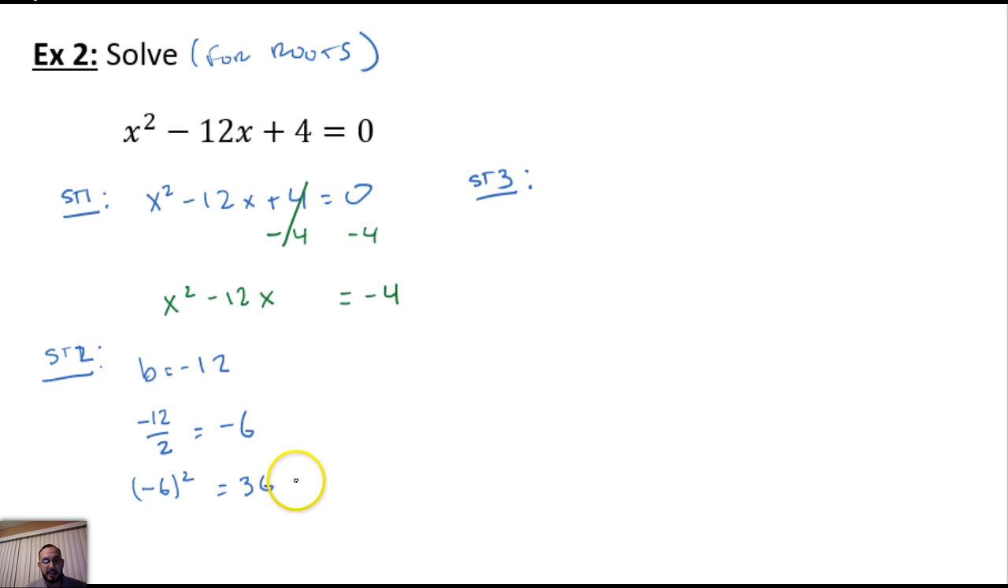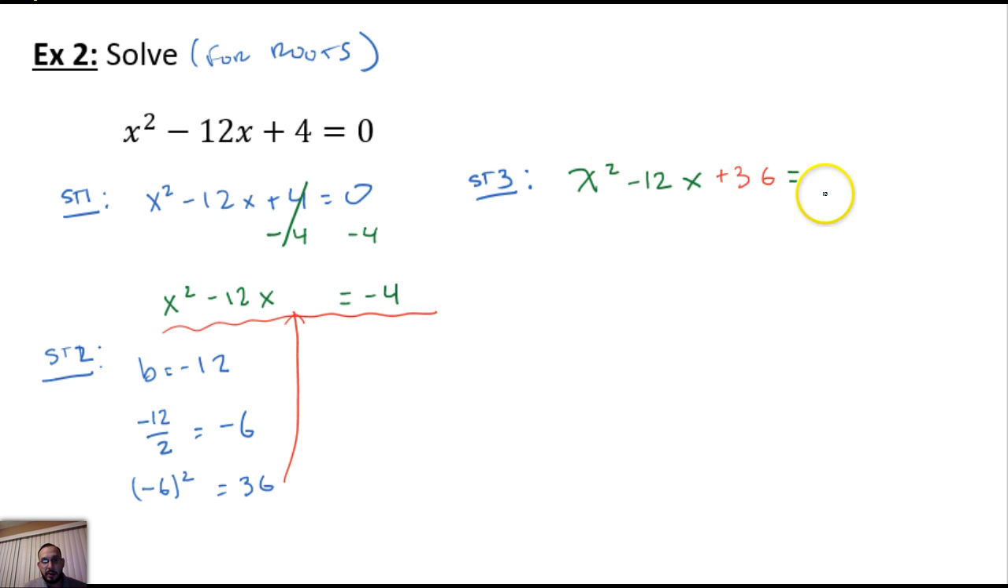I'm going to take this 36 and I'm going to add it to both sides. What does that mean? That means that in this equation, we left a blank space. I'm going to go ahead and add this 36 right in here. Well, if I add 36 to one side, I have to add it to the other side. So let's go ahead and rewrite just to show you those steps. I have x squared minus 12x plus my 36 that I'm adding is equal to negative 4 plus my 36 that I'm adding again. When I do this, I'm pretty much done with step 3. I'm going to go into step 4.